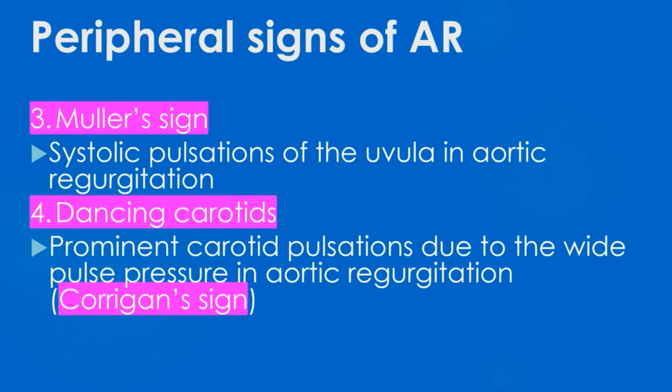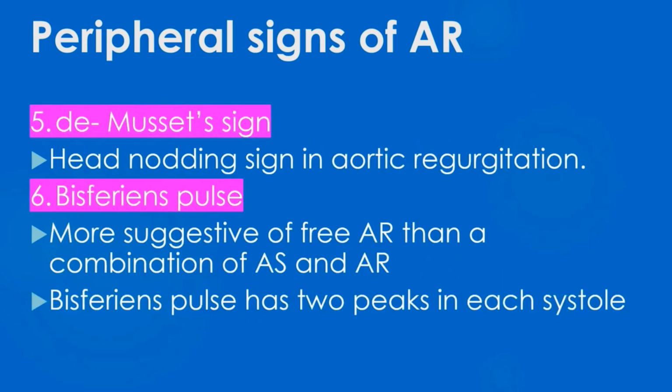Muller's sign: systolic pulsations of the uvula in AR. 4. Dancing carotids: prominent carotid arterial pulsations due to the wide pulse pressure in AR, known as Corrigan sign. 5. De Musset sign: head nodding sign in aortic regurgitation.